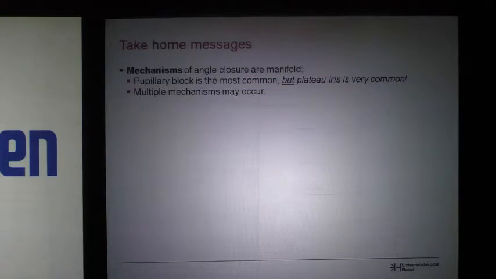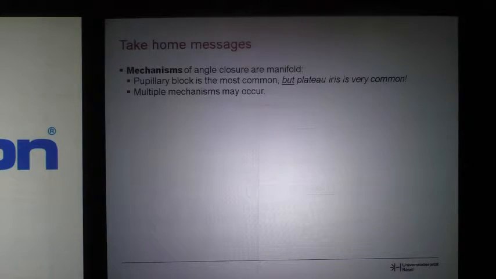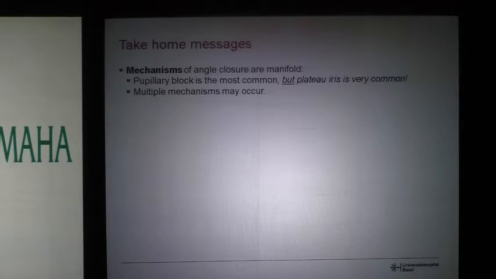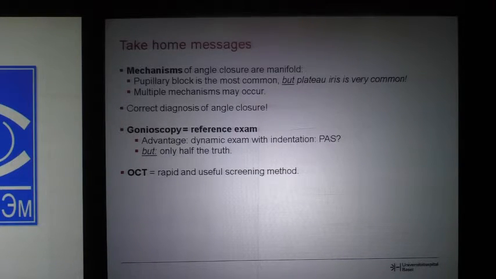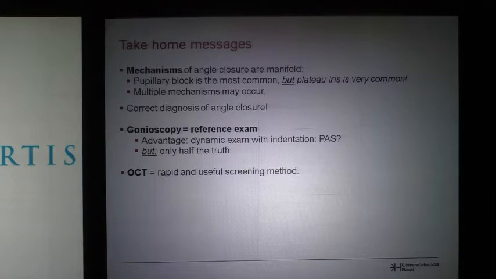So, take-home messages: mechanisms of angle closure are manifold. Pupillary block is still the most common one, but plateau iris is more common than we think, so we have to look for plateau iris. Multiple mechanisms may occur concurrently. It's important to make the correct diagnosis. The reference exam is still gonioscopy, with the great advantage of distinguishing between suspects and manifest angle closure by indentation, but it's only half of the truth regarding the mechanism.